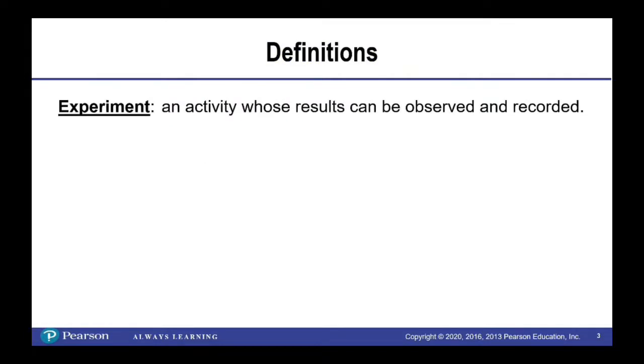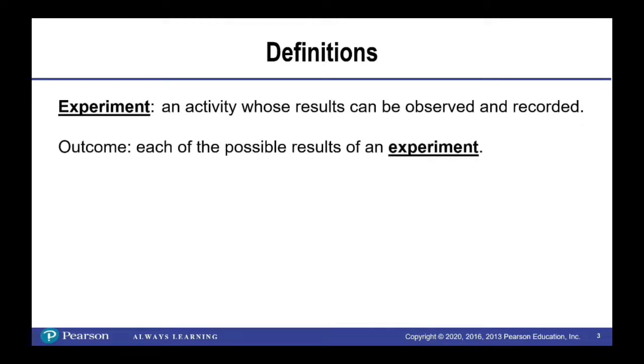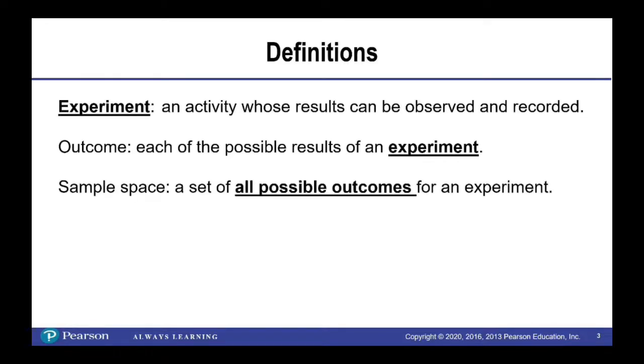First, we have an experiment. An experiment is an activity whose results we can observe and record. Now, every possible result of our experiment is called an outcome. And when we list all the possible outcomes, that gives us our sample space. Within a sample space, we can have a specific event. And so an event is a subset of a sample space.